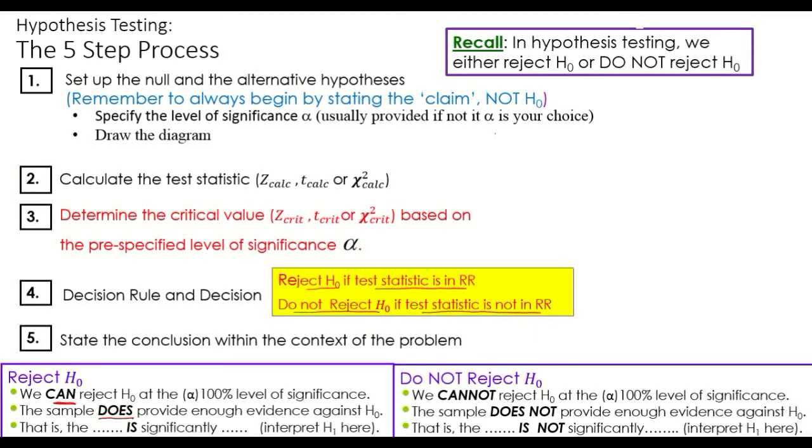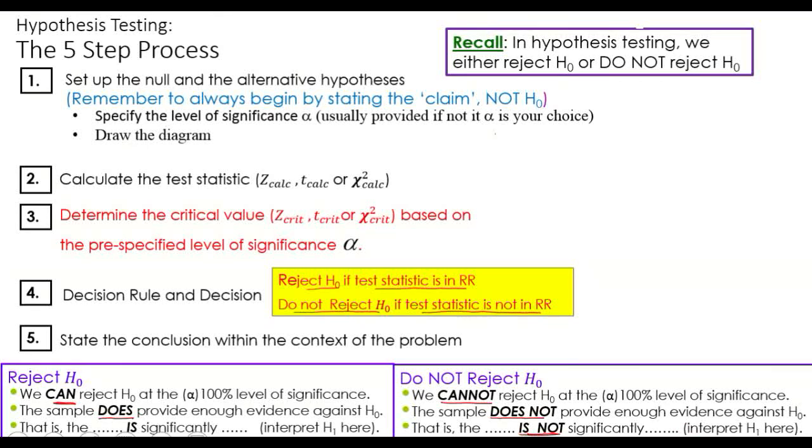And if you do not reject H0, in the conclusion you say that we cannot reject H0 at alpha % level of significance, and the sample does not provide enough evidence against H0. That is, it depends which parameter you are dealing with in the hypothesis test. Put it in this sentence and interpret the H1 here.